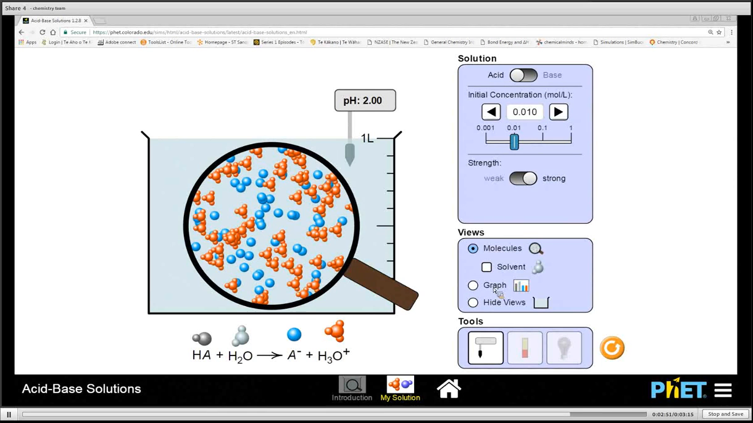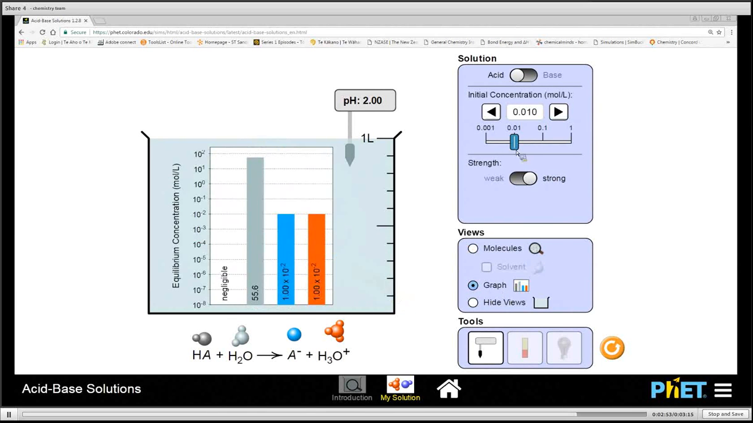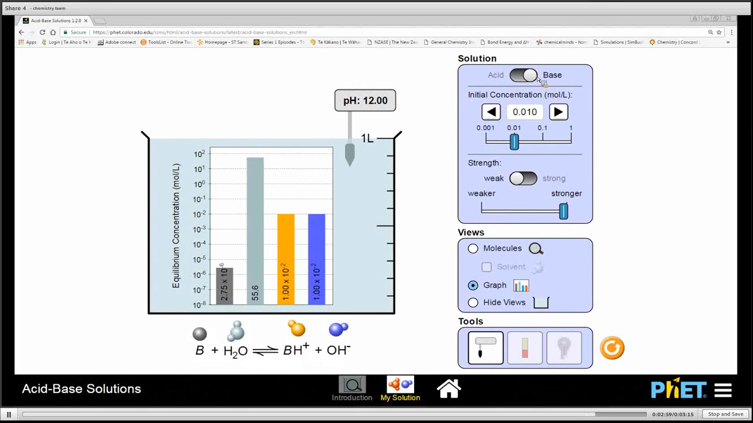And again, you can explore using the graphs what happens when you change all this around. And you can explore with the base as well. So have fun. There will be questions, so explore this. Make sure you understand what is the difference between a weak and a strong acid and a weak and a strong base.